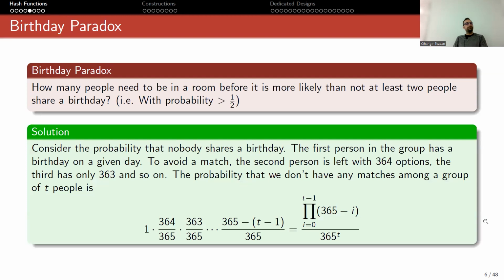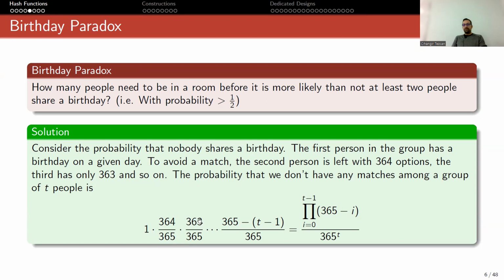So let's calculate this. Consider the probability that nobody shares a birthday, okay? The first person in the group has a birthday on a given day. The room is initially empty, so you put a person in the room, and since they cannot share their birthday with anybody else because there isn't anybody else, the probability is 1 that nobody shares a birthday in that room. To avoid a match, when you put the second person, this person should have a birthday that is different from the first person's, right? So this has a probability of 364 divided by 365. So it's 0.997, a very high probability.